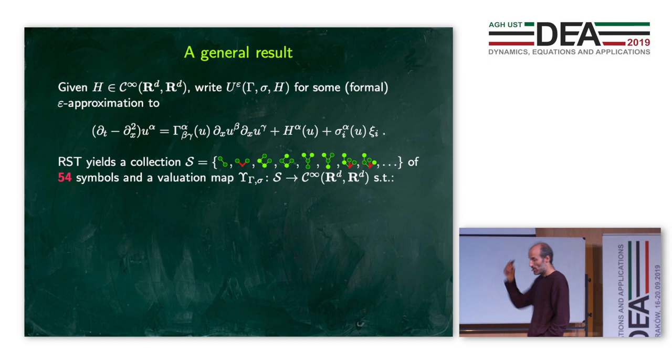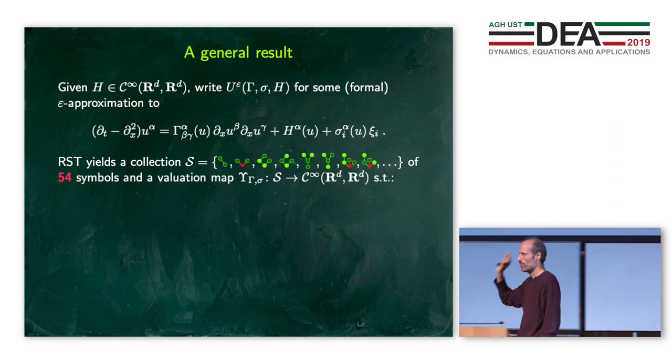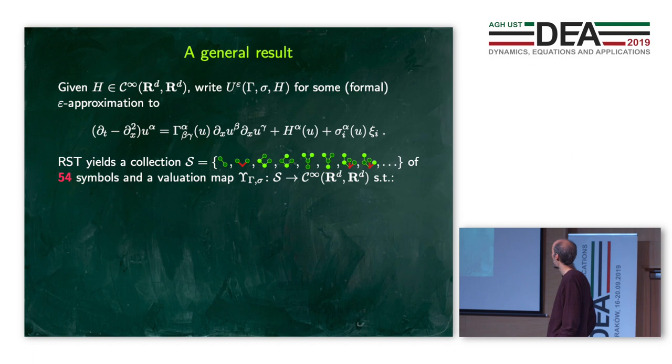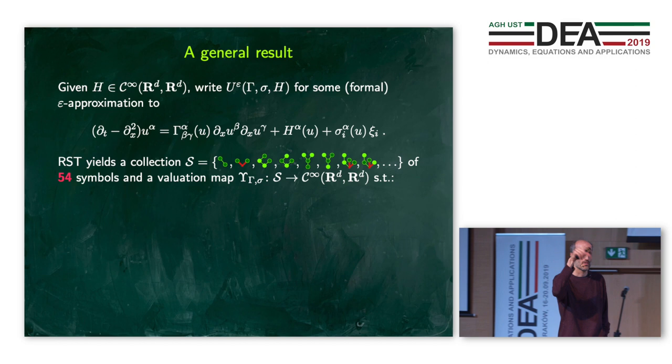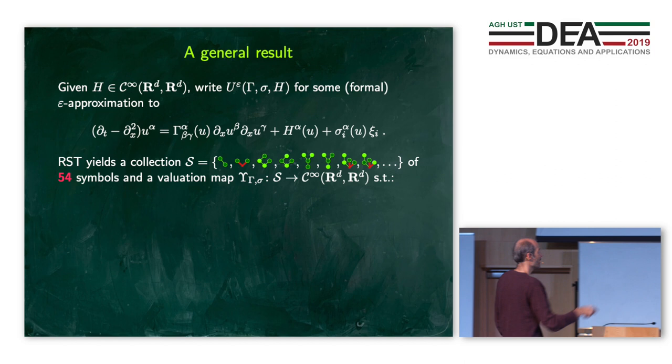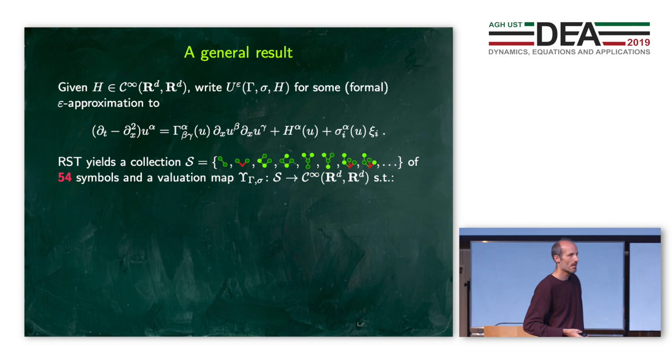So let me just mention now that general black box result. That general black box result says something along the following lines. Again here I wrote down the same equation as before. The difference is that here, instead of adding on the right-hand side this constant times gradient of scalar curvature, I just put an arbitrary vector field. I just call it H. Think of H as being, for example, the gradient of scalar curvature, but it could be any vector field on your manifold.